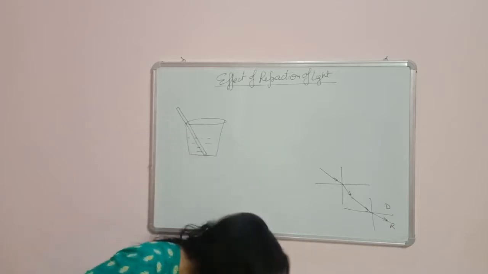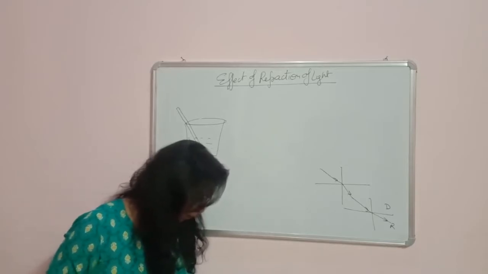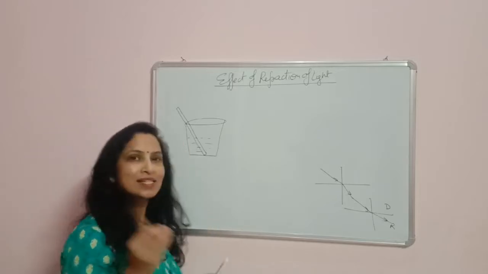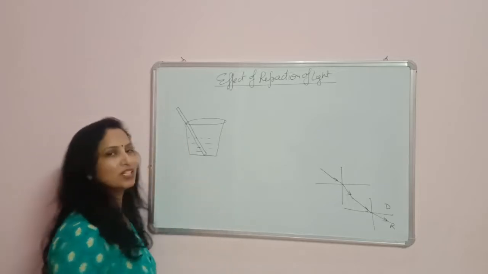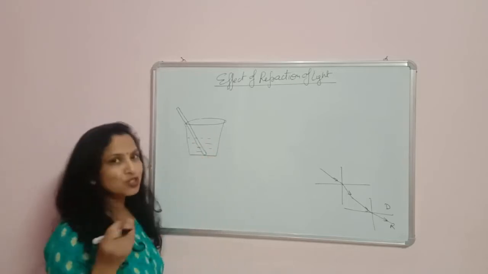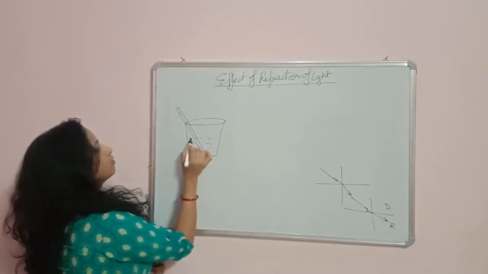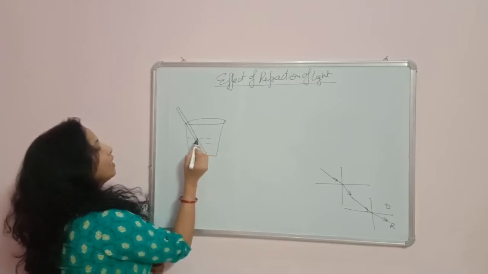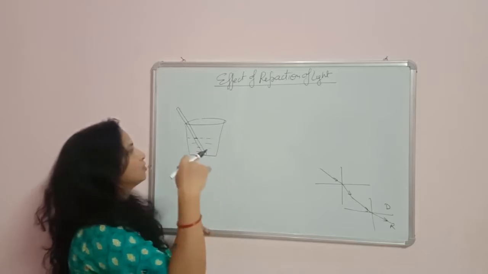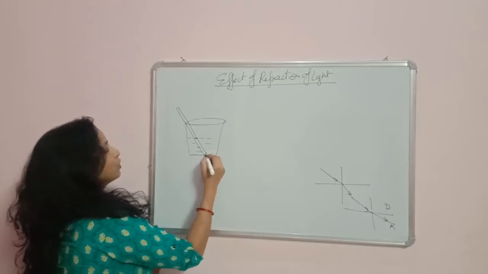The first effect is that a stick held obliquely and partially immersed in water appears to be bent at the water surface. When we place a stick in a container partially filled with water and look at it from the side, what actually happens? Why does it appear to be bent at the surface? It appears bent at the point where the water and the air meet, at the surface of the water. So what happens actually?